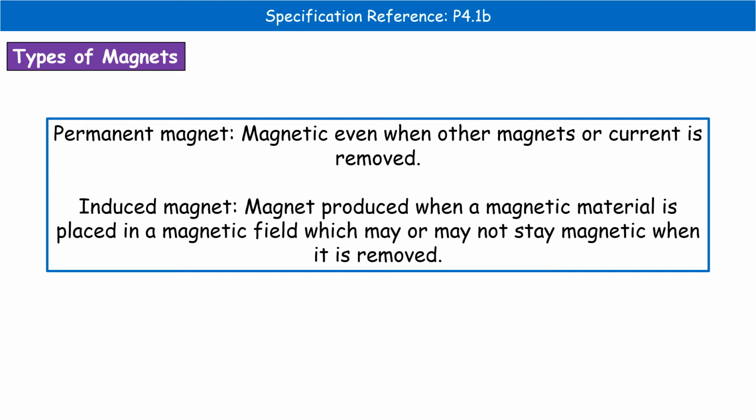When we talk about magnets, there are two types of magnet we need to know about. The permanent magnet is one that's magnetic even when other magnets or a current is removed. And induced magnets are ones that are magnetic only when they're within a magnetic field. So basically they're made of a magnetic material that on its own is not magnetic, but when we place it inside another magnetic field, it will become magnetic.